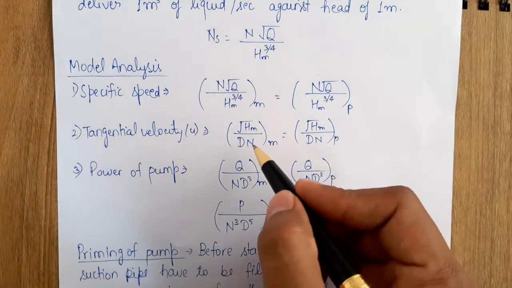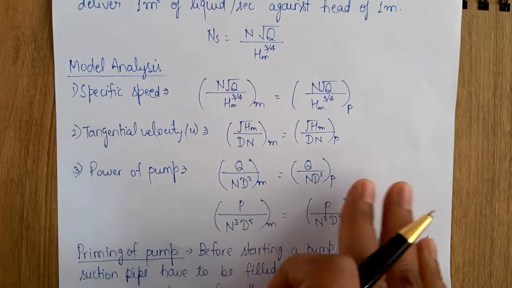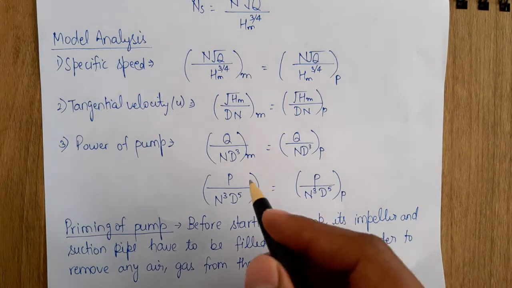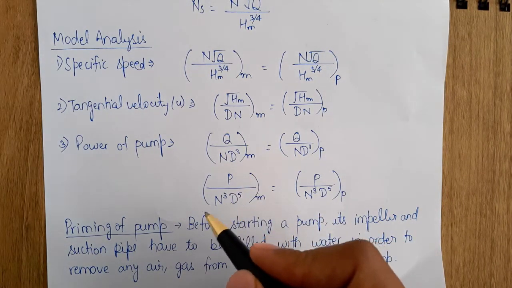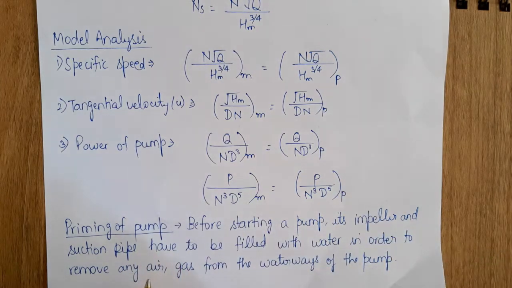Tangential velocity can be given by root Hm upon ND for model and prototype, and the discharge of the pump can be given by Q upon ND cube for model and prototype. This formula is also important in the case of model analysis. P upon N cube D raised to power 5 has to be equated.